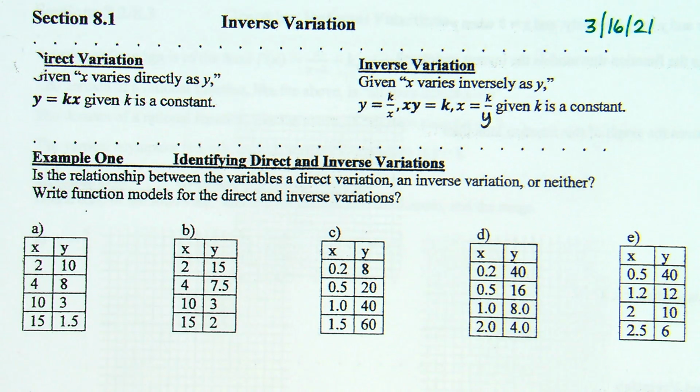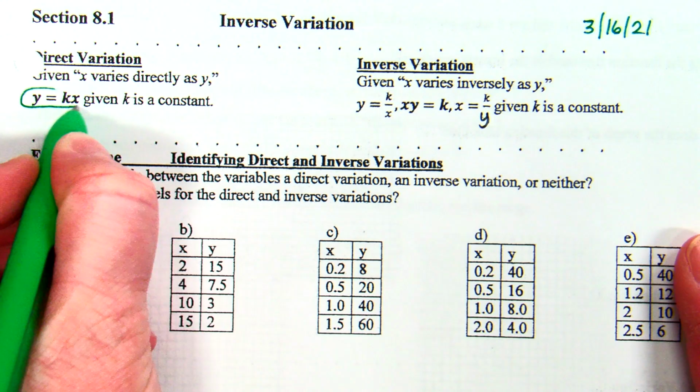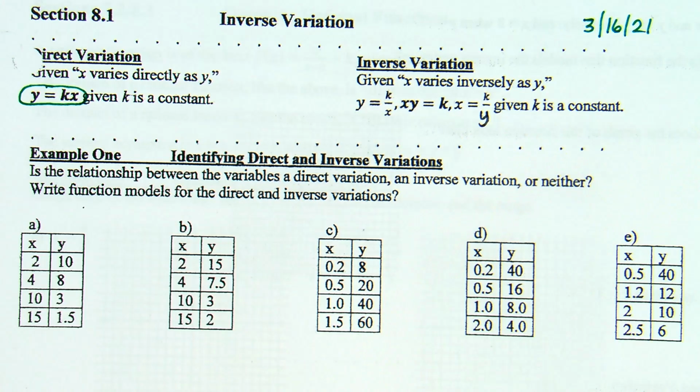So direct variation. The phrasing you'll see is x varies directly with y or x varies directly, what's it say here, as y. Okay, so that indicates direct variation. Our common equation for direct variation, y equals k times x, where k is what? It says k is a constant. What do we mean by a constant? It represents some number, right? Some constant number.